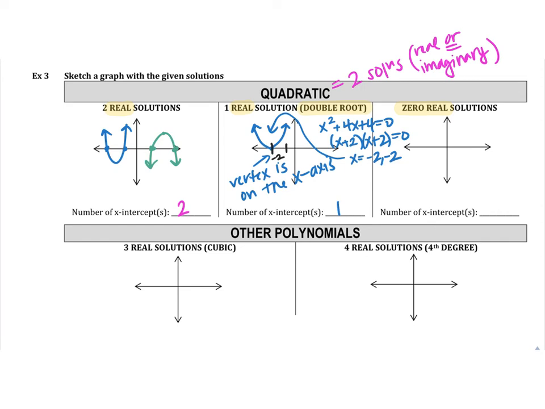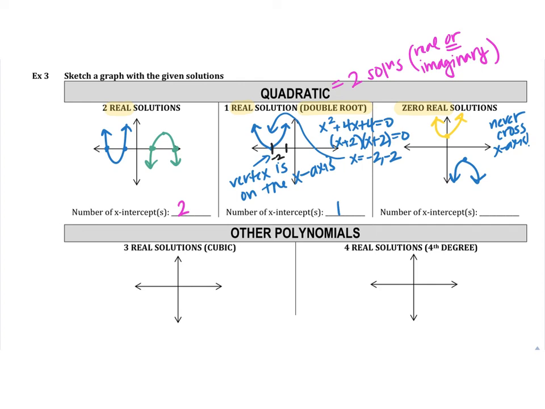Okay, and if I had 0 real solutions, so again, that would mean there's 2 imaginary, not just my vertex, my whole parabola would never cross the x-axis. So if I had my vertex here, I'd have to open down. I also could put my vertex right here and open up. Okay, but it would never cross the x-axis.